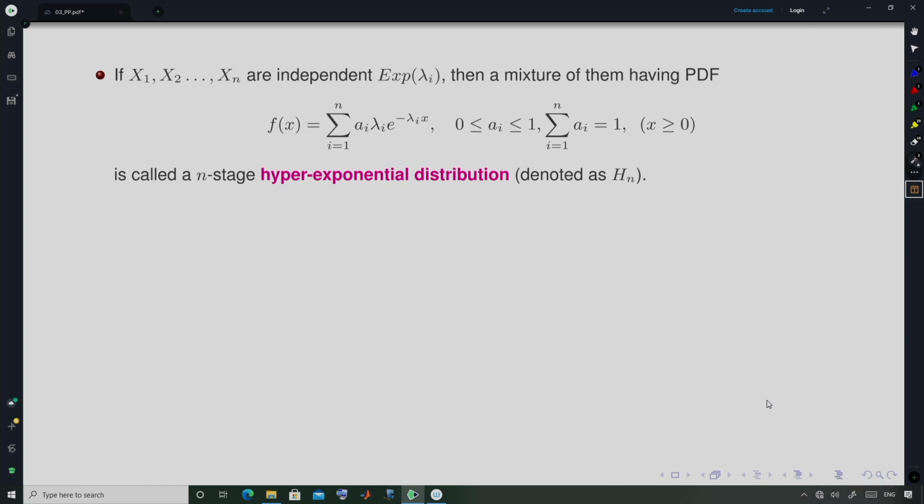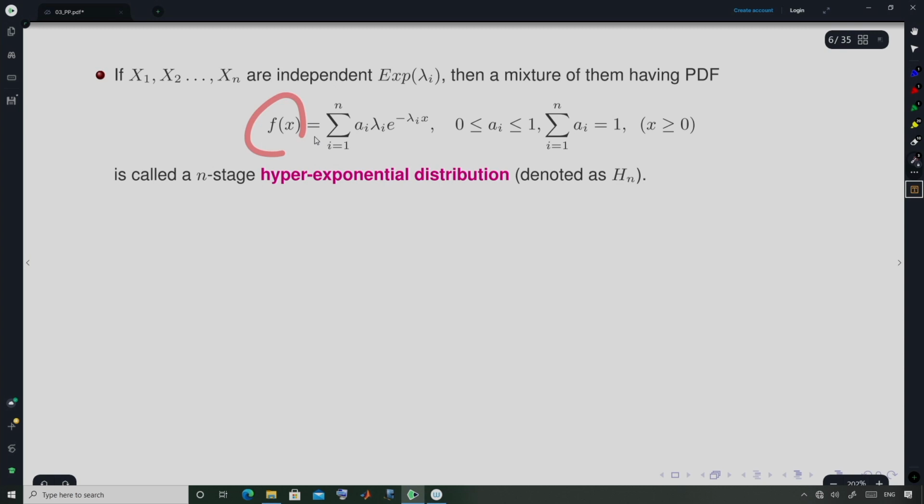Some more properties: if you have n independent exponential lambda_i random variables, then a mixture of them has a PDF given by this, where the mixing quantities a_i are non-negative and sum to 1. It means that in some proportion it will take the ith random variable x_i, and with other proportions it will take the other random variables, and so on. So this is what you call a mixture distribution.